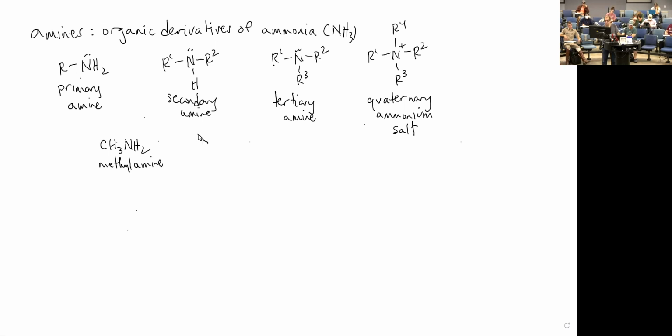What about something like this guy? You could call it diisopropylamine. Looks weird with the 2 I's right next to each other, but it's correct. And all one word, diisopropylamine. So that would be a secondary amine because we have 2 alkyl groups and 1 hydrogen attached.